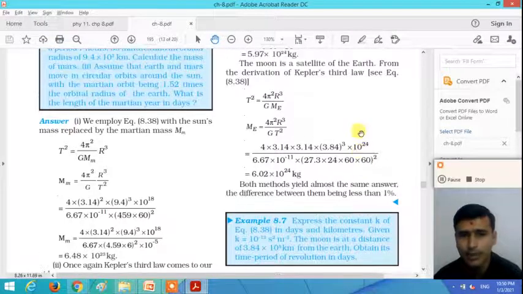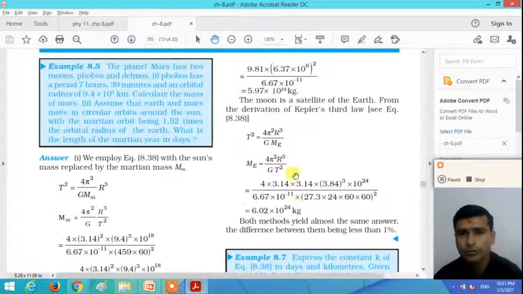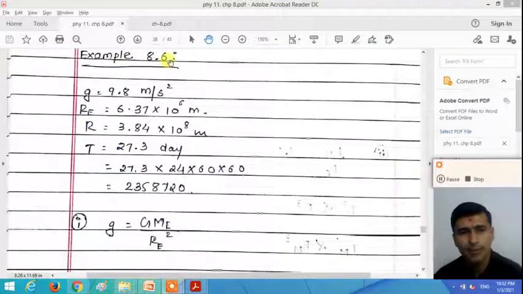From that you get the mass of the Earth as 6.02 into 10 raised to 24. So from both methods we calculate nearly the same mass of the Earth: 5.97 into 10 raised to 24 and 6.02 into 10 raised to 24. We take the average mass of the Earth as 6 into 10 raised to 24 kg. Understand or not? So understand example number 8.6.